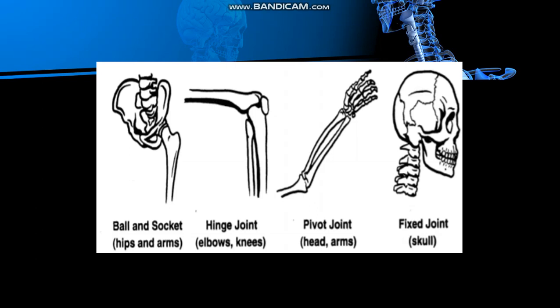And next, the hinge joint. When bones can move along one axis, it indicates the presence of a hinge. Example, the hinge of a door also you can take. Examples are elbows and knees. Ball and socket joint: a partial spherical structure present inside a socket, allowing movement in all directions, as in hips and arms. And fixed joint, as the name suggests, is fixed and allows no movement, as in the skull. So these are the types of joints.